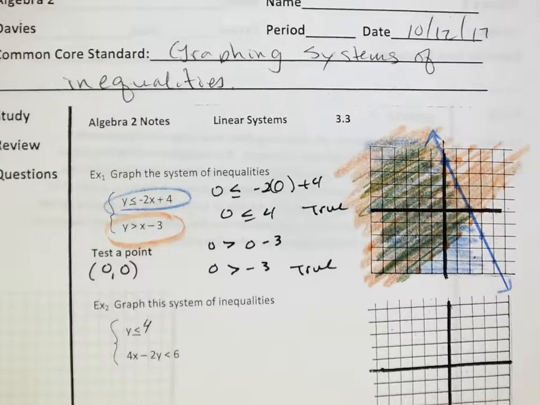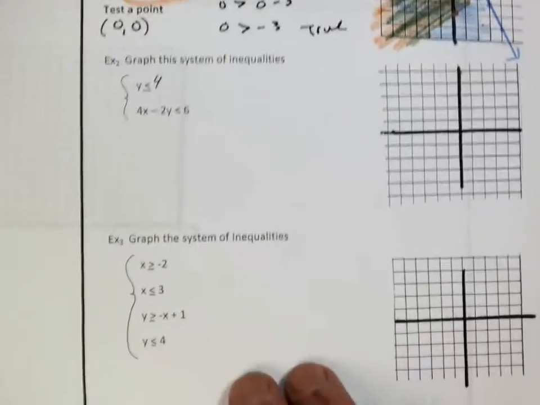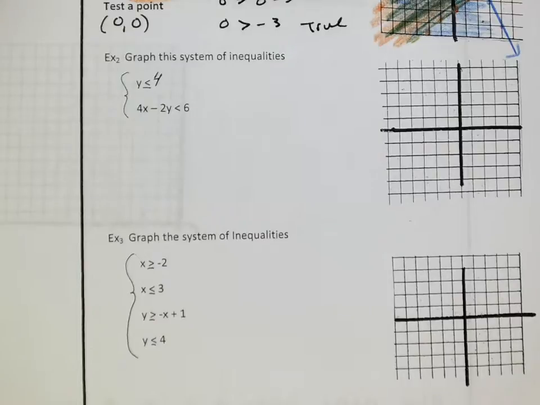systems, okay? Pretty easy? Yeah, I don't think we're going to have any troubles with this today. I think it's going to be pretty easy for everybody, okay? In fact, Caleb's already moving ahead. Good for you. Okay, number 2, y is less than or equal to 4.